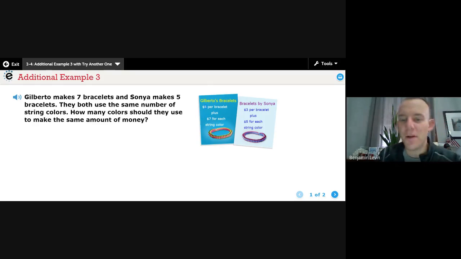All right, I'm going to copy this over to the Jamboard. Gilberto's bracelet has a $5 flat fee, $5 per bracelet plus $7 per string color. Sonia has a $3 fee per bracelet and $5 per string color. So let's put this in the Jamboard: 5, 7, and 3, 5.